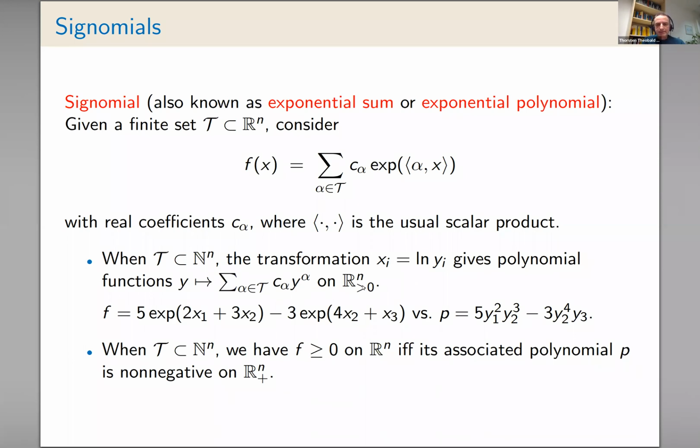There's just a slight difference: because of this variable transformation, this is just a polynomial function on the positive orthant. But we are very close to polynomials, actually. You should always have this in mind, and if you prefer polynomials, you can think about polynomials. So this would be a usual example. If we have something like an exponential term of 2x1 plus 3x2, then in this polynomial world, this would be the corresponding term 5y1 squared, y2 to the cube.